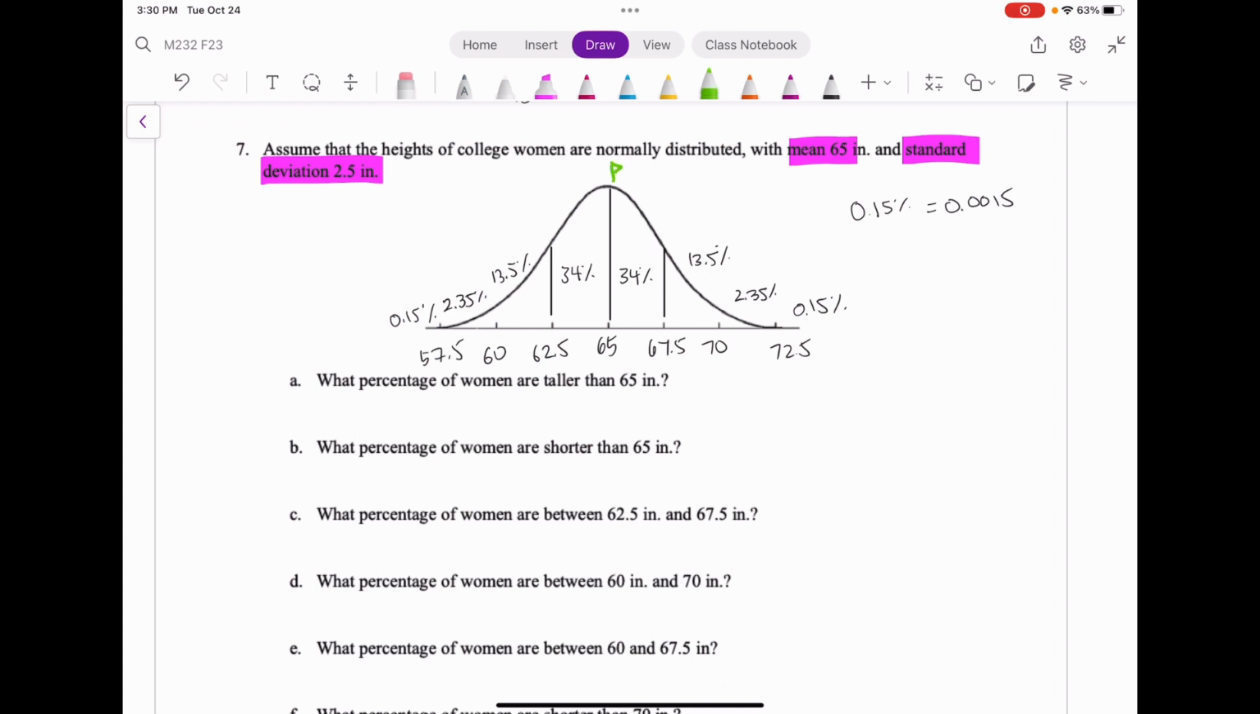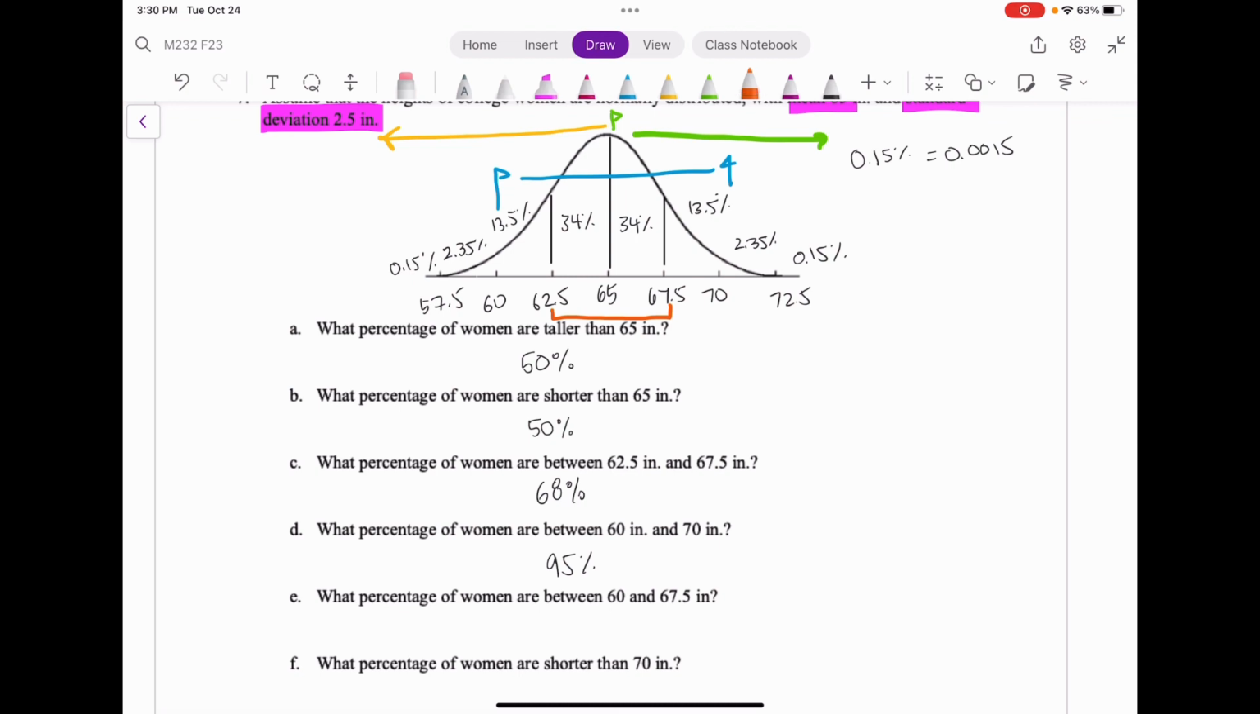We're looking for taller than 65 inches. That's the halfway mark, so that's going to give us 50% when you add all of those values. Shorter than 65, same thing, that's the halfway mark. It's also going to be 50% when you add those percentages, 34, 13.5, 2.35, and 0.15. What percentage are between 62.5 and 67.5? That's one standard deviation each way, that's 68%. From 60 to 70, that's going to give us 95%, that's two standard deviations.